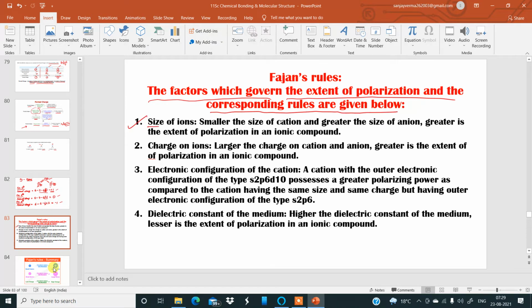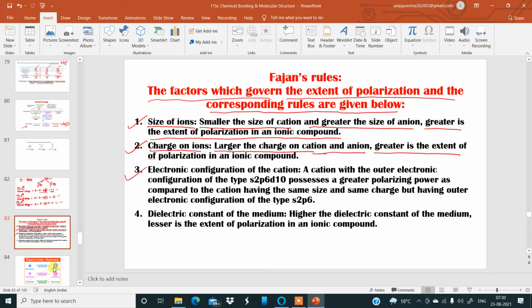Size of ions. First factor is size of ions. The smaller the size of the cation, and the greater the size of the anion, the greater is the extent of polarization in an ionic compound. That is polarization. First factor is size of ion. Then the charge on ions. The larger the charge on the cation, and if the anion is also there having a larger charge, the greater will be the extent of polarization. That means ions carrying larger charges tend to be more polarized. Polarized means separation of charges.